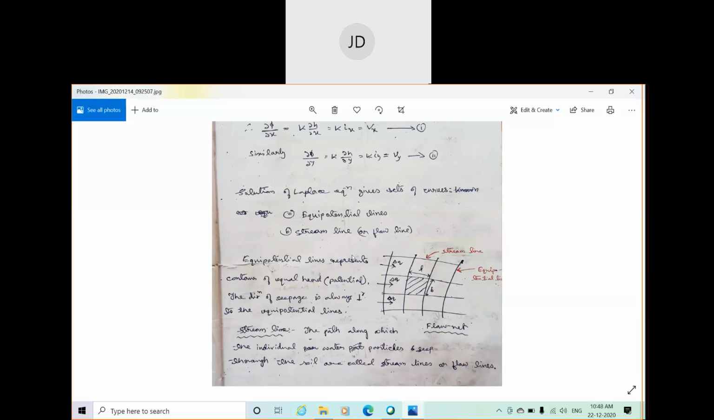So along the flow of the water, the lines drawn parallel to the flow of water are known as streamline or flow line. They are along the flow of water. So water is flowing in this direction, so the lines drawn parallel to the direction are known as streamline or flow line.